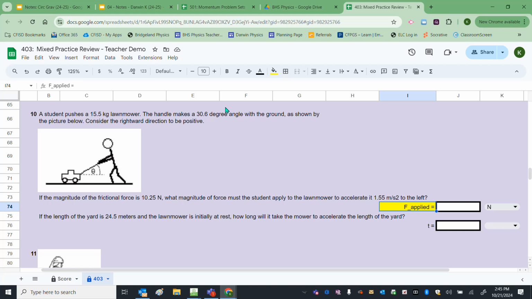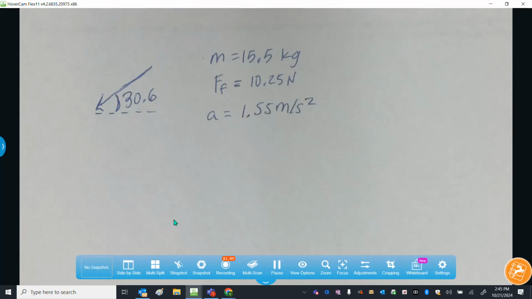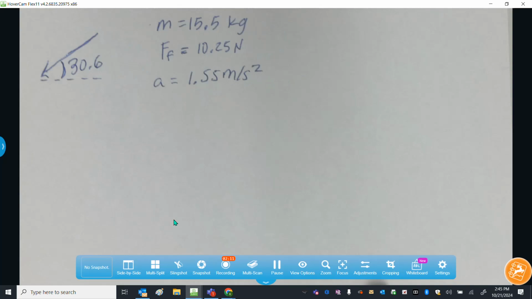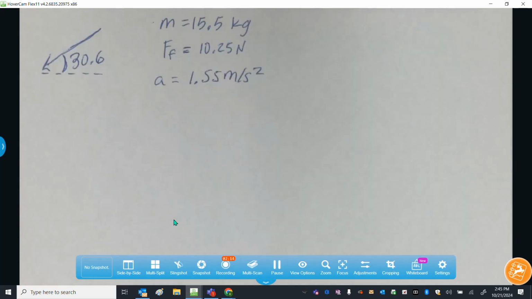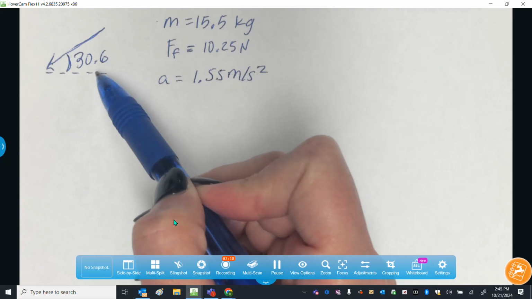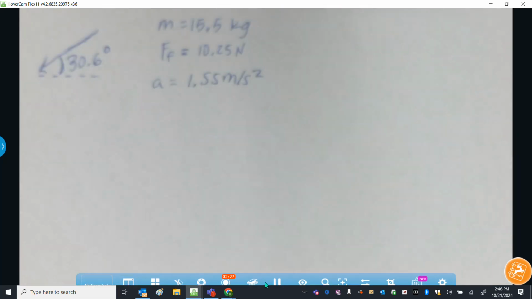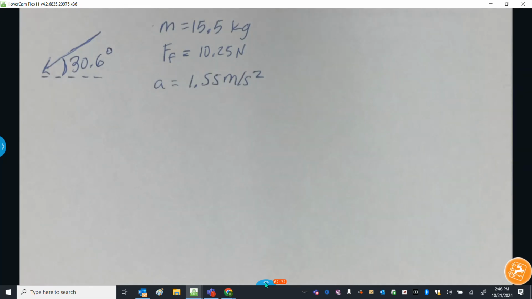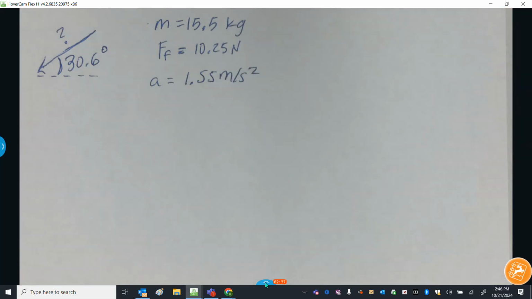Okay, so let's go ahead and do that, and then we'll look at the second part in just a second. So this is information that was given in my question. Again, you have different numbers in yours, but this is my force being applied to push the lawnmower. This is the angle, 30.6 degrees. I have the mass labeled, I have the force of friction labeled, I have the acceleration labeled, and what we're looking for is the force that the student applies. So I actually want to know what this is right here.